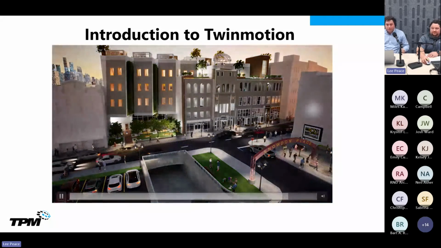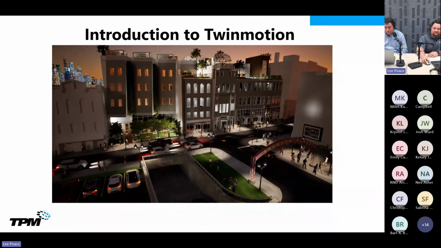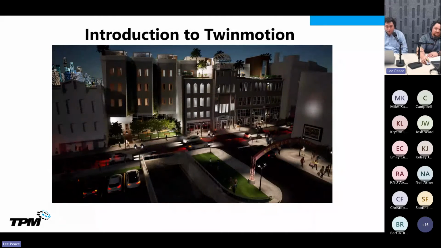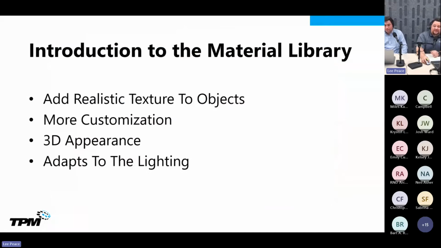Today, we'd like to show you some of our favorite features of Twin Motion, including the material library, how to add sound to your model, and how to make your models come to life. Lee, show us what Twin Motion can do. Sure. Like I said, we're going to get started in the material library. We're going to be looking at how to move around in Twin Motion, how to add realistic textures to the objects, some of the more common customizations that you can make to the textures, and give them a more 3D appearance. We're going to show off how they adapt to the light and some of the cool things you can do with the different materials.